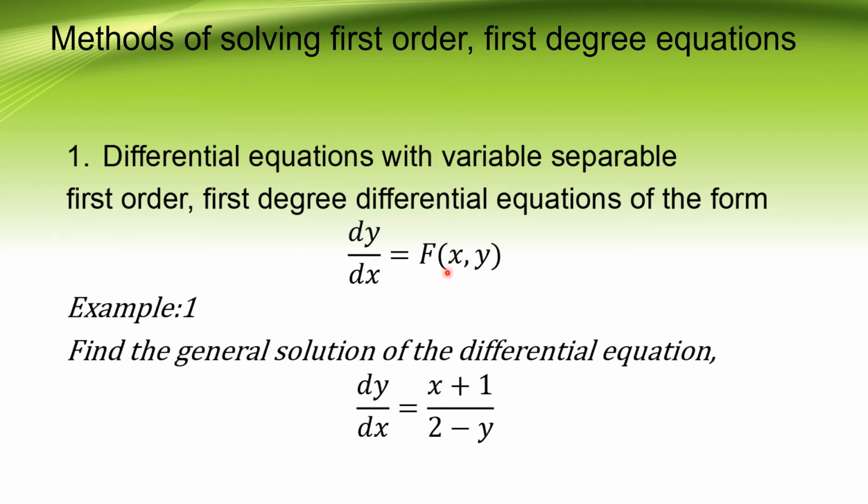Here capital F is defined as a function. It may be any type of function, that is algebraic, trigonometric, and like that, any type of function we can have. So for problem number 1: find the general solution of the differential equation dy/dx is equal to x plus 1 by 2 minus 5. Here capital F of x comma y is given as x plus 1 by 2 minus 5. Here x and y only exist, so this type of function is known as an algebraic function. So we can solve this problem directly.